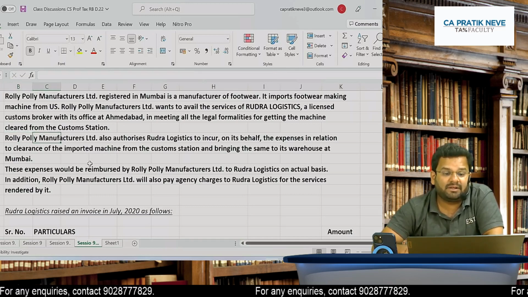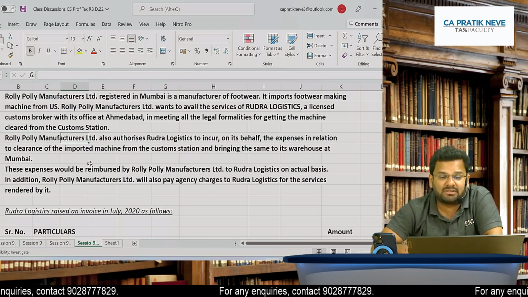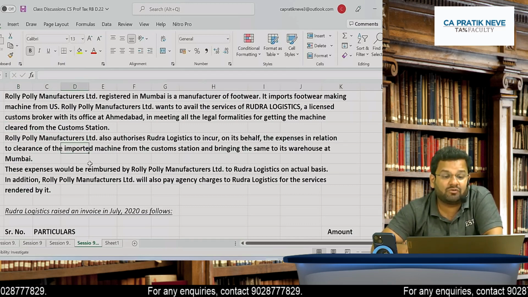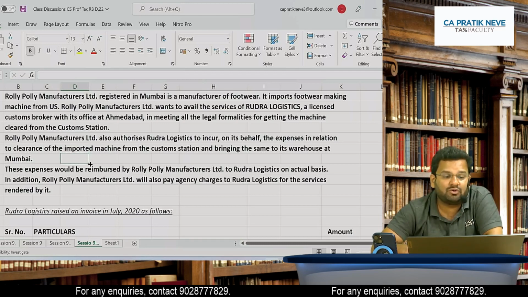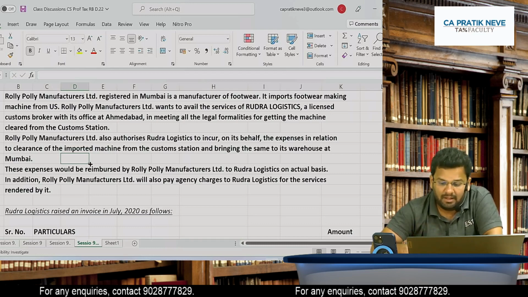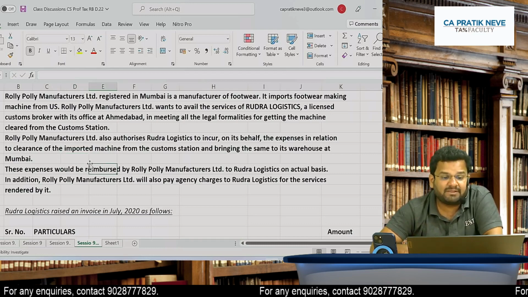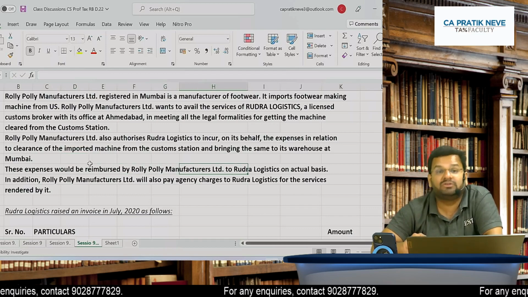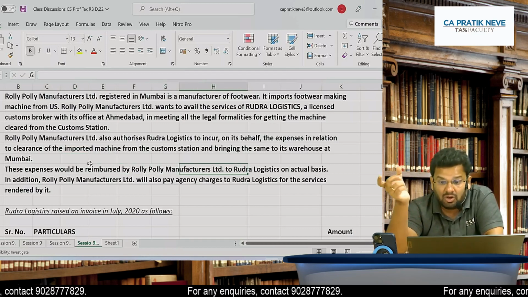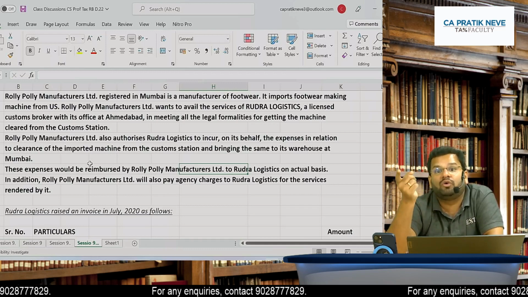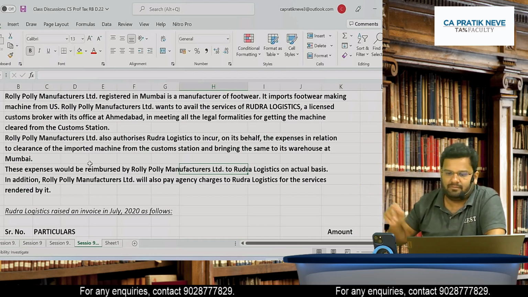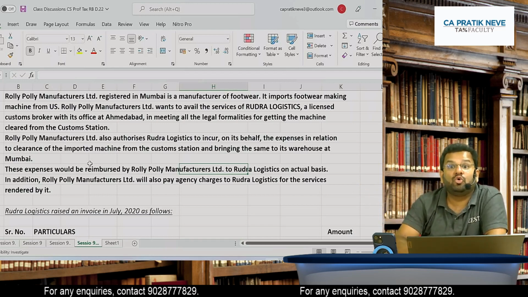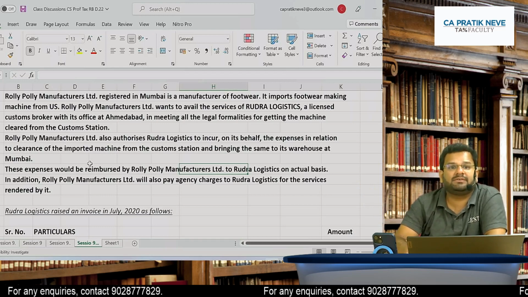Rolly-Polly Manufacturers Limited also authorizes Rudra Logistics to incur on its behalf expenses in relation to clearance of imported machine from customs station and bringing the same to its warehouse at Mumbai. These expenses would be reimbursed by Rolly-Polly to Rudra Logistics. In short, friends, Rudra Logistics would be incurring some expense on behalf of Rolly-Polly. Got it?